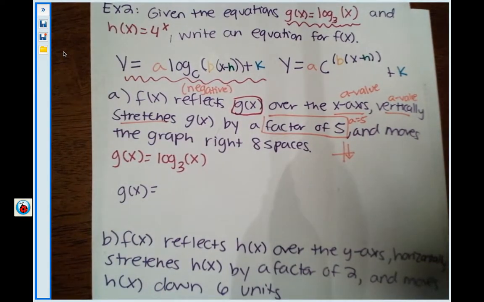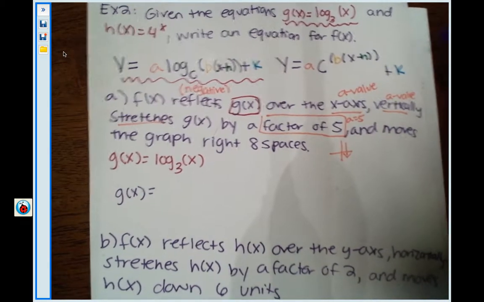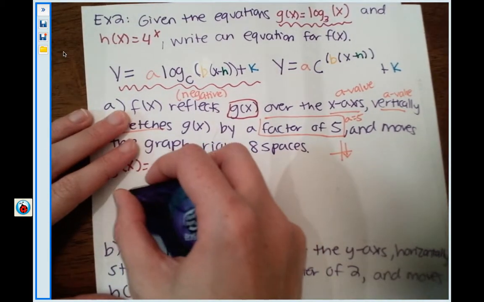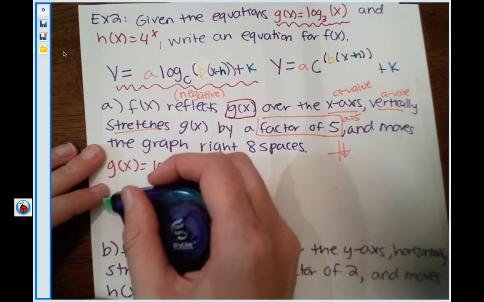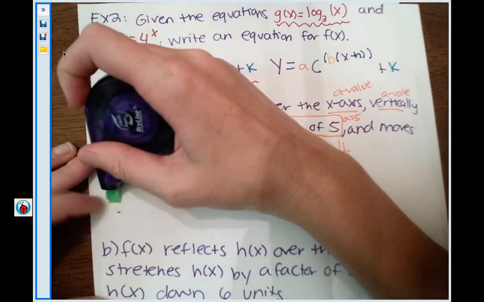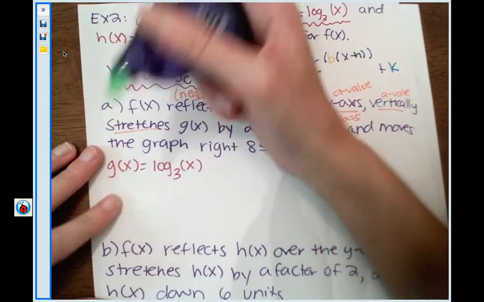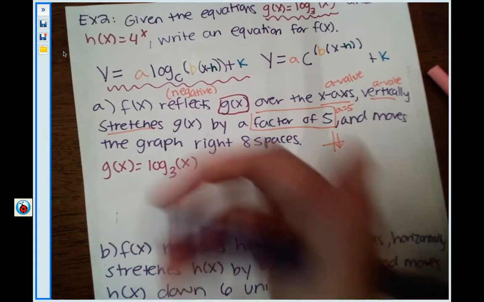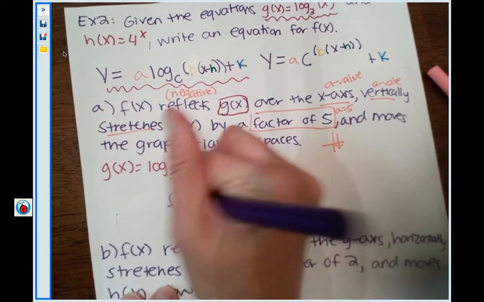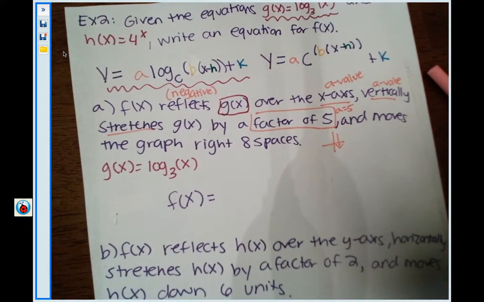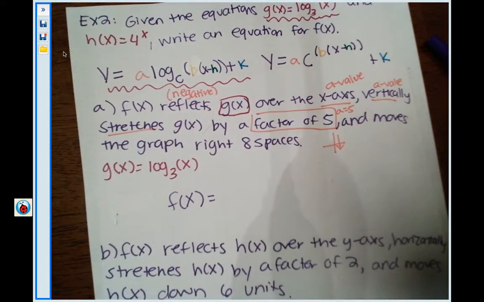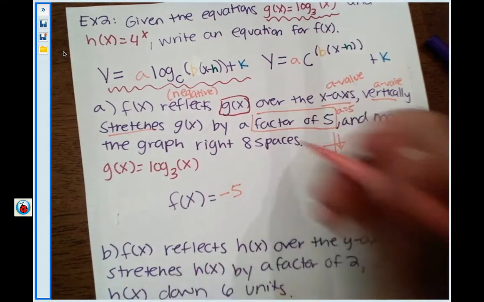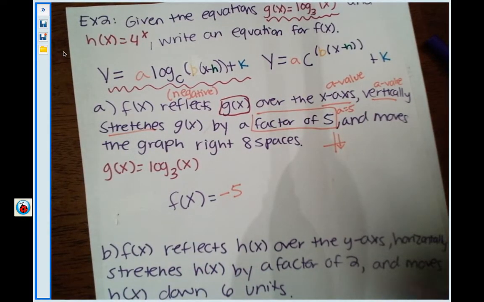We're doing things to the g of x equation, so f of x will be g of x after all the transformations. So I'm going to start with f of x equals my negative 5 for my a value, because the a value is the very first thing you see in your equation. I'm not going to go any further because I don't know yet if we're dealing with a b, an h, or a k.